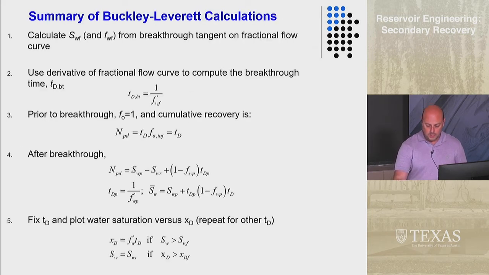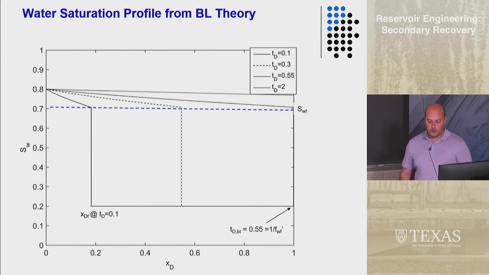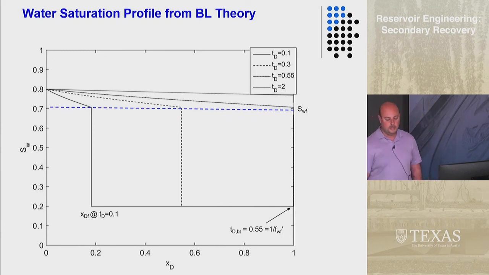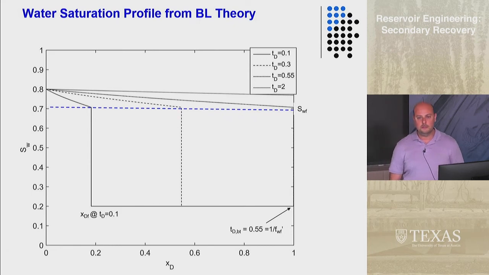So going back to the water saturation versus distance curve, this is water saturation versus distance at different times. So I've chosen a dimensionless time of 0.1, a time of 0.33, a time of 0.55. Notice that the SWF is constant at all times. There was a good question last time, which is why is it constant at all times? That came from a material balance. And what we learned is that SWF comes from that breakthrough tangent, and that's true regardless of the time.